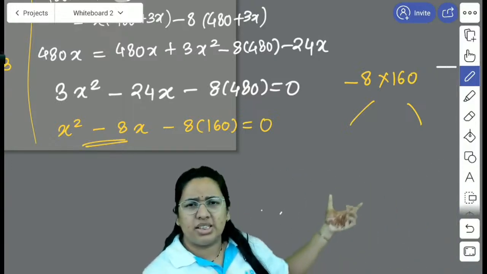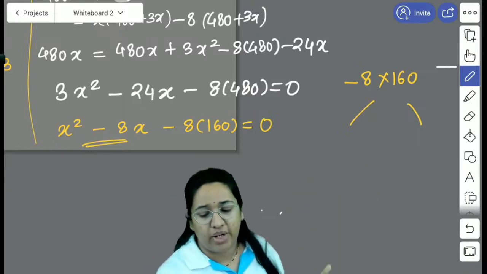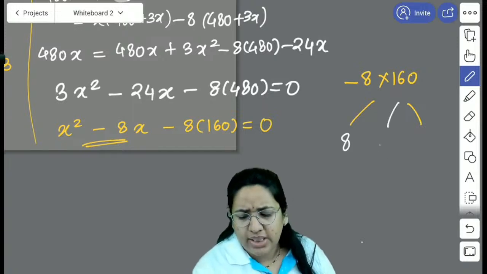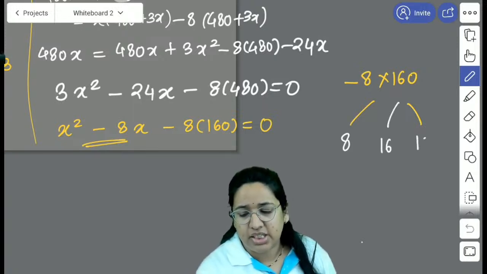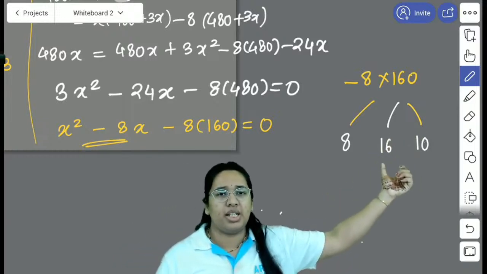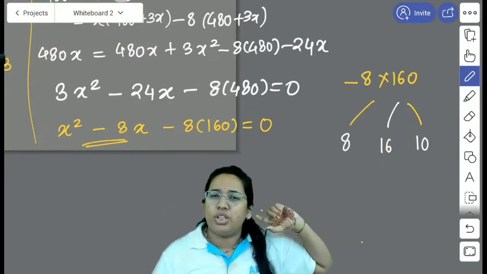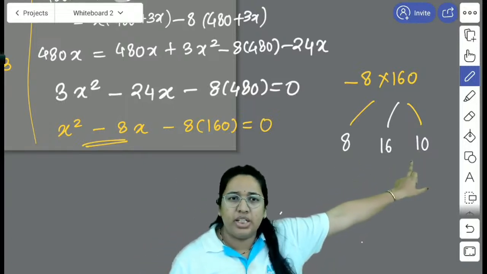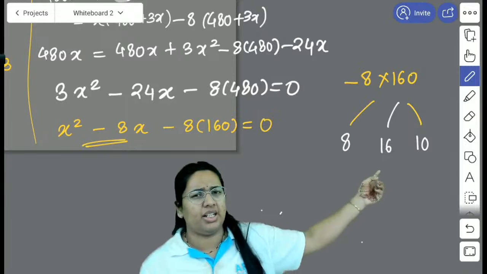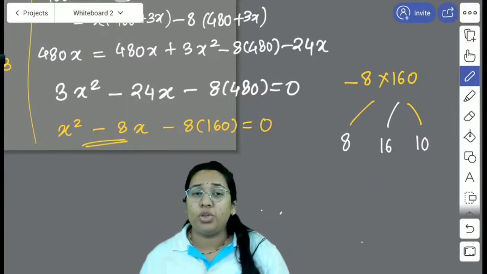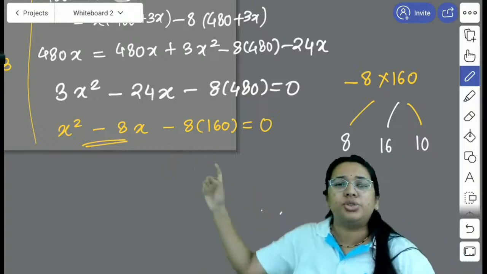So I will just consider what might be these factors. Suppose 8 will be as it is. Then 160 can be written as 16 into 10, right? 160 can be written as 16 into 10. If you check here, 8 plus 10 will give you answer as 18, 18 and 16. So ये तो कुछ आपकी काम की चीज नहीं है. आपको क्या चाहिए? That difference should be 8.